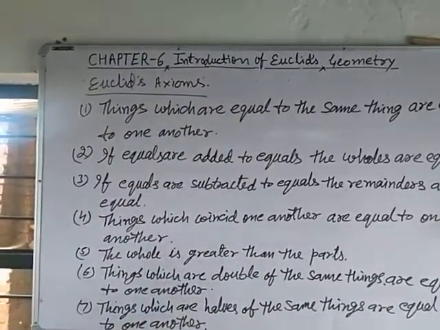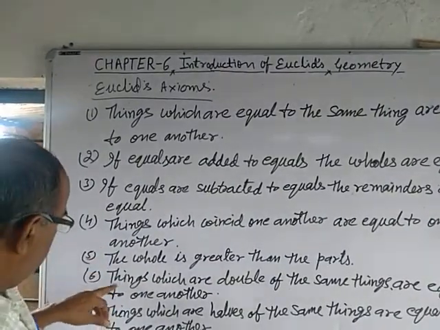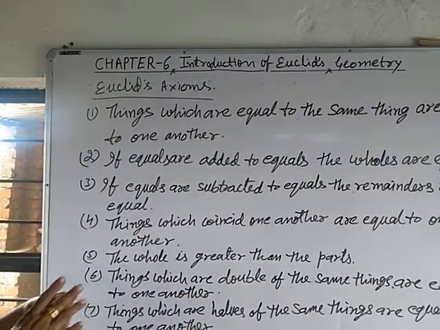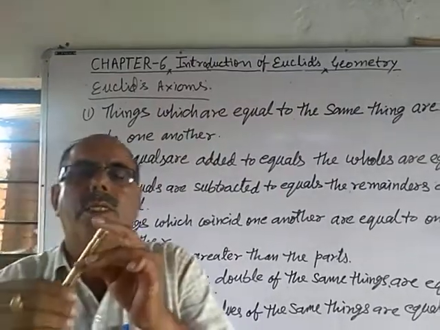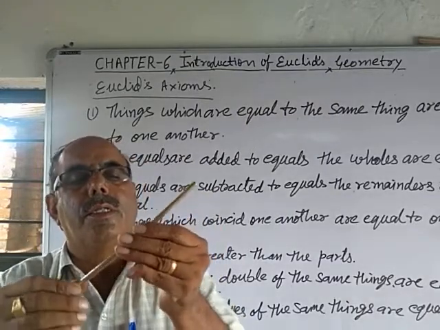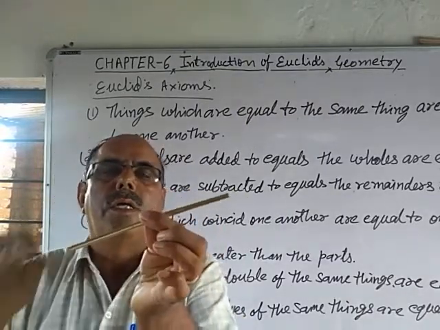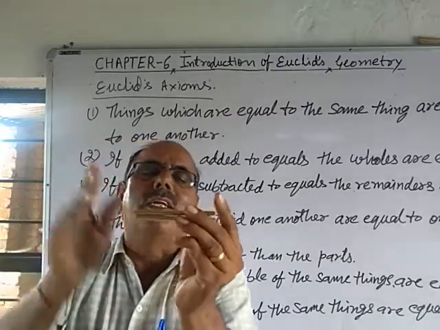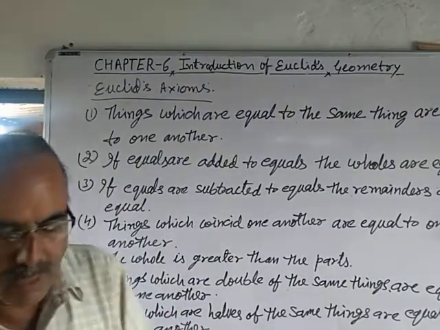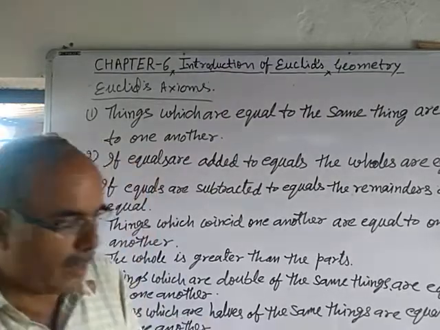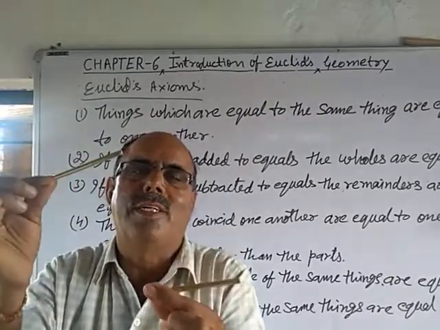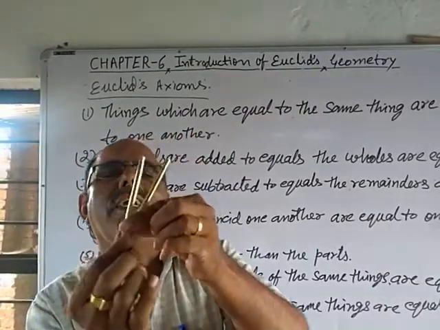And things which are doubles of the same things are equal to one another. If this is the double, then they are equal to each other. And the things which are halves of the same things: this is a thing and this is half, then the halves are equal to each other.